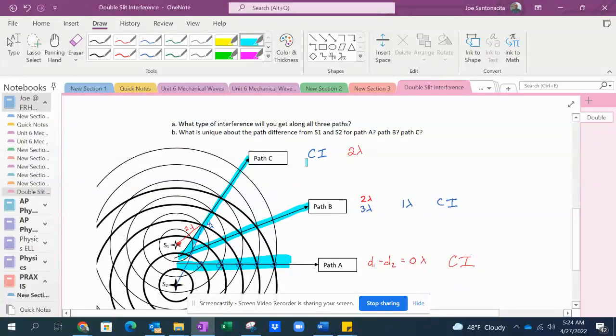So along those paths, you're going to have constructive interference, and every time you go further and further away from path A, you have to add on 1 wavelength extra that one of the sources has to travel to catch up, to be in phase, to constructively interfere.